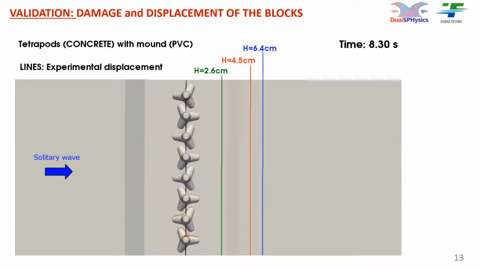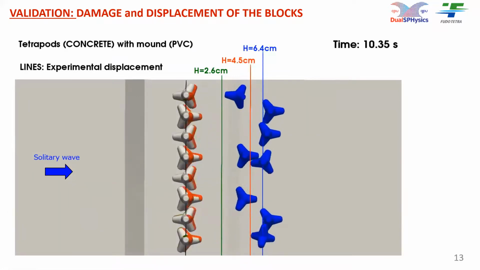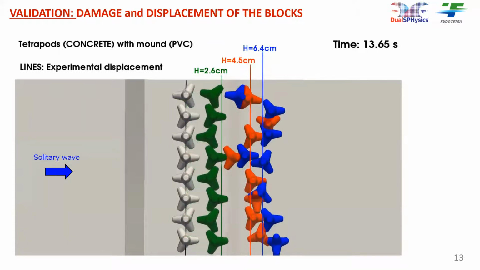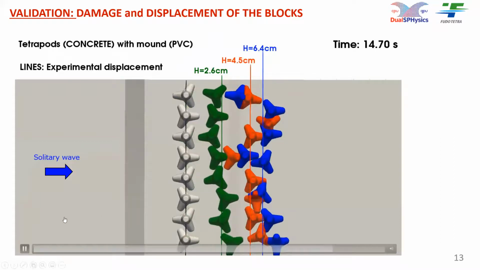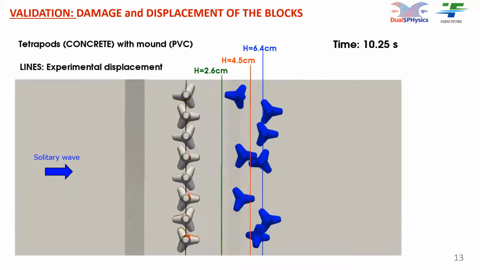I'll show you one more video. This is a top view of the movement of the tetrapods for 3 different wave heights. The 3 lines show the average of the displacement obtained in the experiments. As the wave height increases, the displacement also increases. We can see that the calculation results well reproduce the experimental result.